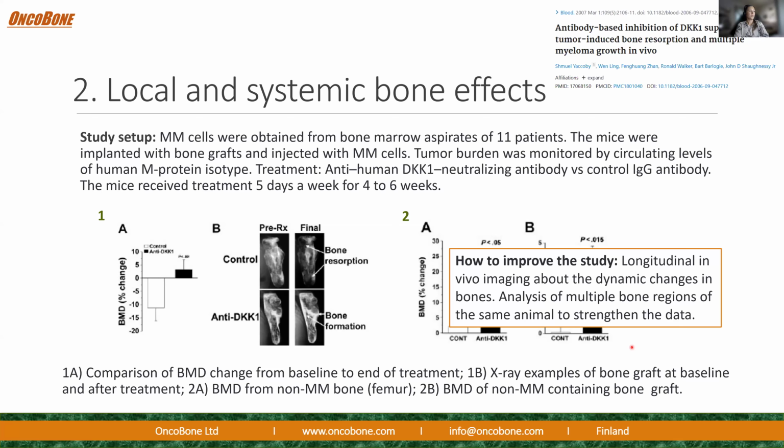Here I would also suggest that the researchers could have done longitudinal in vivo imaging, so it would again be nice to see this kind of dynamic changes in the bone. And with the DEXA technique they could have actually had the whole mouse image and then just selected multiple ROIs there and done the bone analysis from multiple bones quite easily.